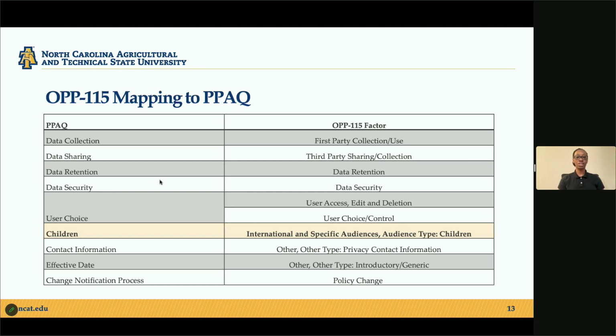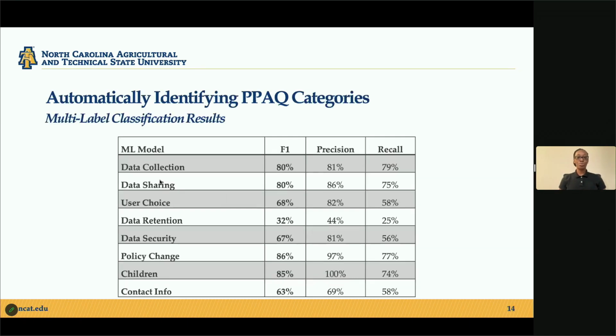And we selected multi-label because a paragraph in a privacy policy may relate to multiple topics. We divided this corpus into 70% training, 30% testing, and we used the linear support vector classification for the multi-label. It's shown here, data collection, data sharing, policy change, and children performed the best with F1 scores of 80% or higher.